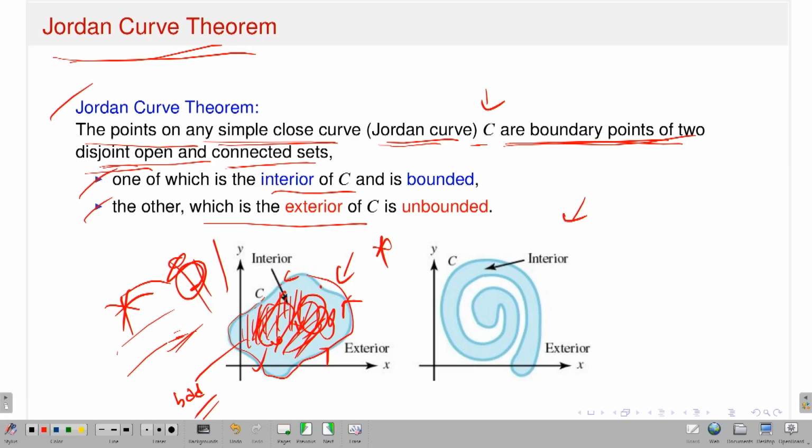This is another example. Look, what is my curve? If I start from here, it will be like that. This is my curve. If I start from here, I go in this direction, in this direction, and then if I go in this direction, I will reach back here. So this is a simple closed curve, that means this is a Jordan curve. I can divide my whole complex plane into two parts: one is the region interior to C and one is the region exterior to C. The interior domain is bounded, the exterior is unbounded.